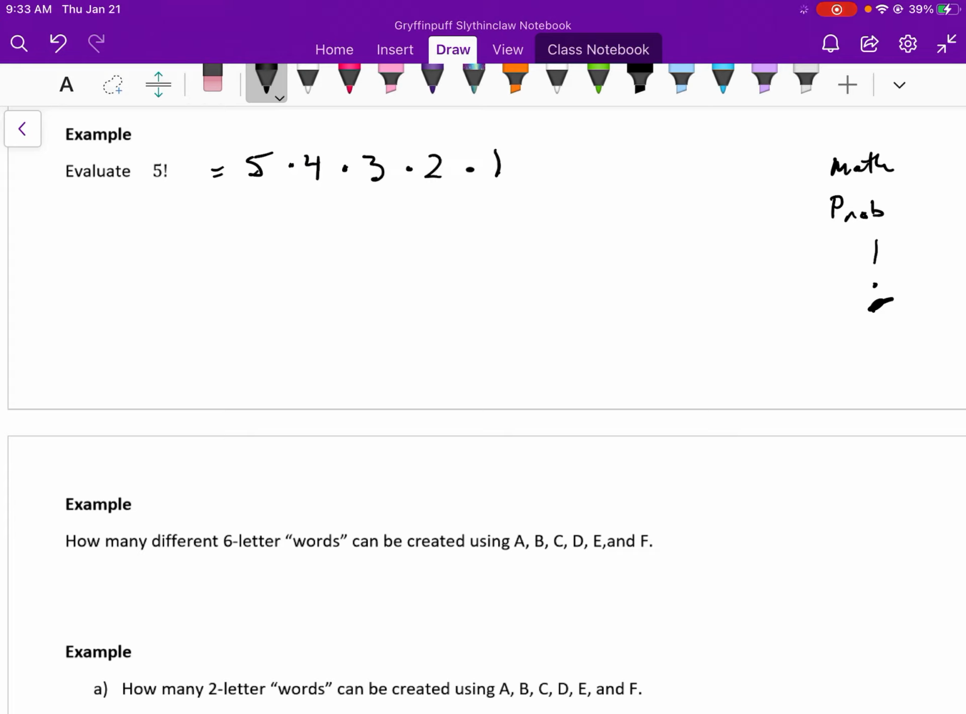But evaluate 5 factorial. 5 factorial means 5 times 4 times 3 times 2 times 1. You can do it in your head, and that's fine. 5 factorial is equal to 5 times 4 is 20, times 3 is 60, times 2 is 120.